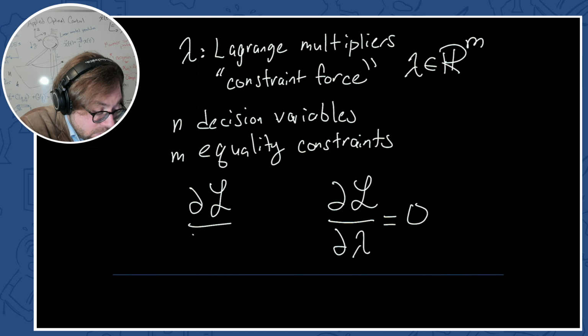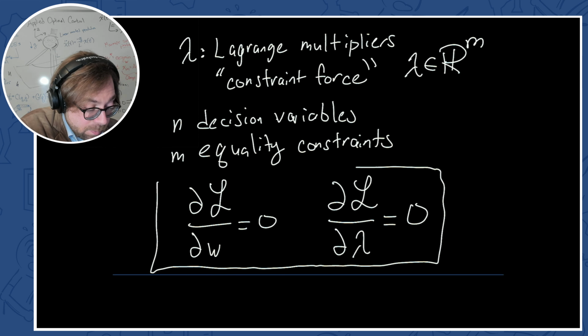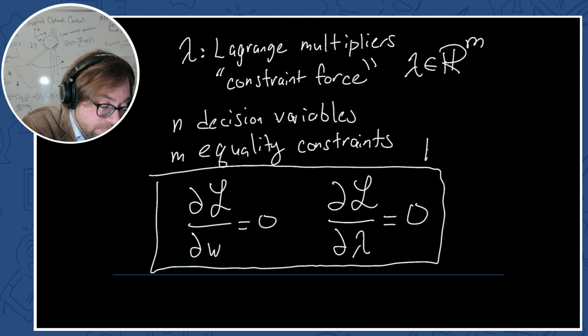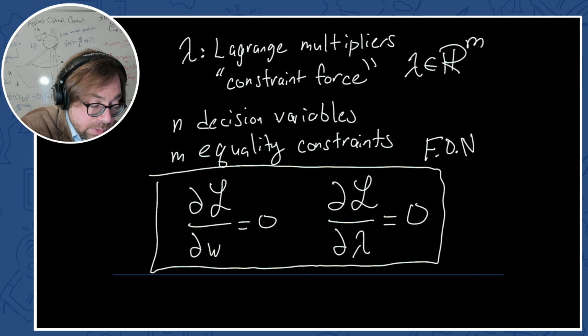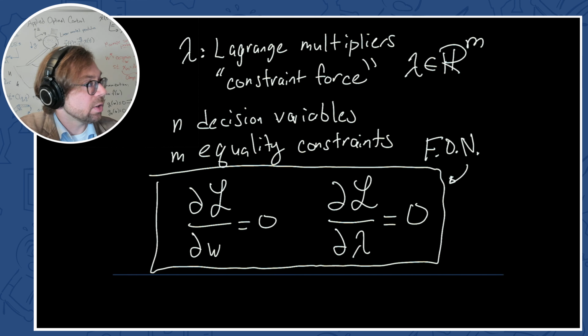Partial L, partial W is equal to 0. And partial L, partial lambda must be equal to 0. Those are your new first order necessaries. Both have to be true to solve the problem.